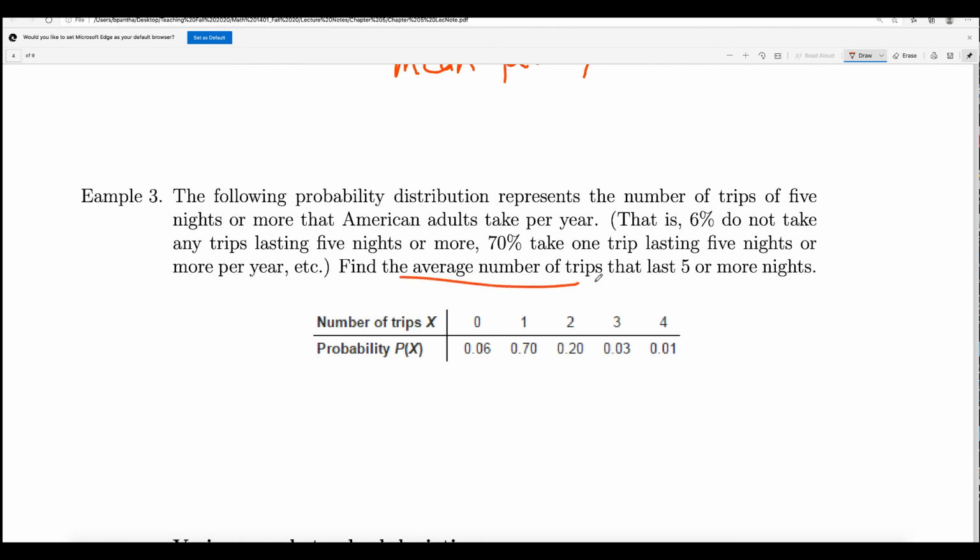Find the average number of trips. You want to find the average number of trips. You need to find the summation, or the mean, of x. So what you do again is x times px, right? So how much is that?